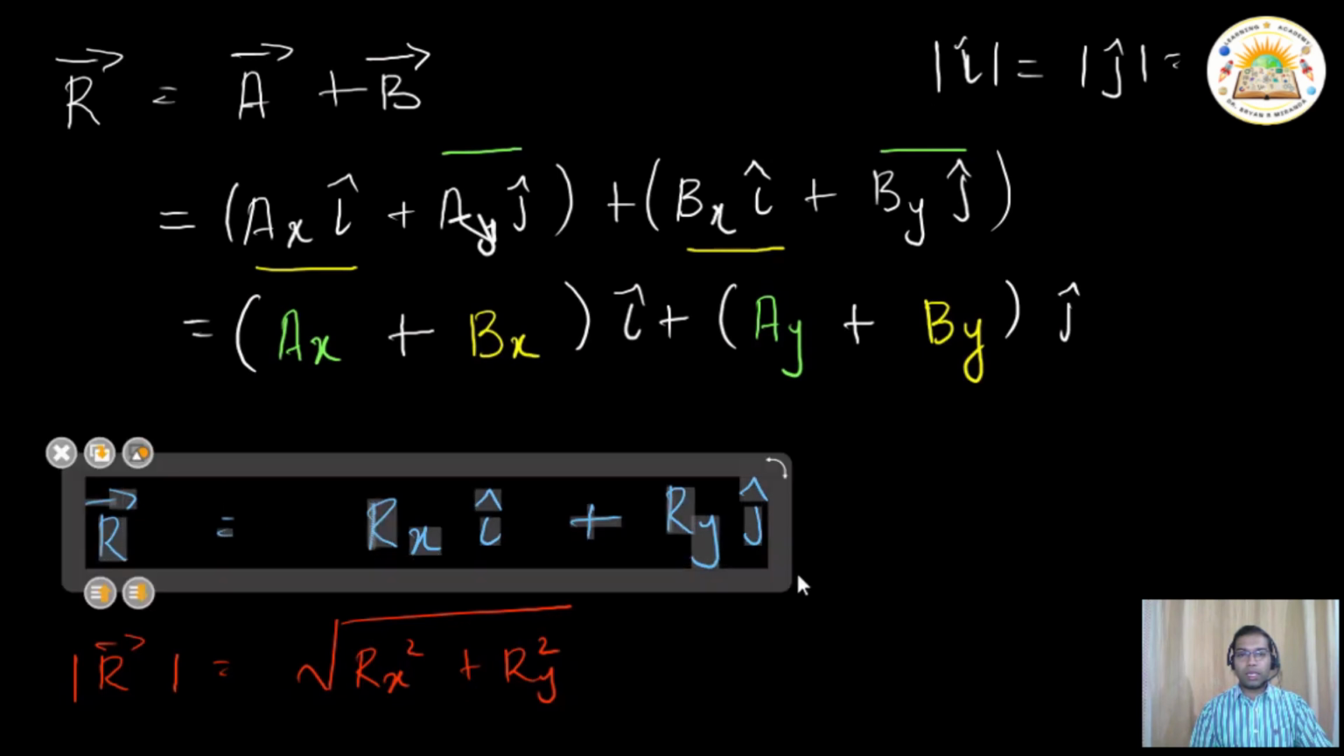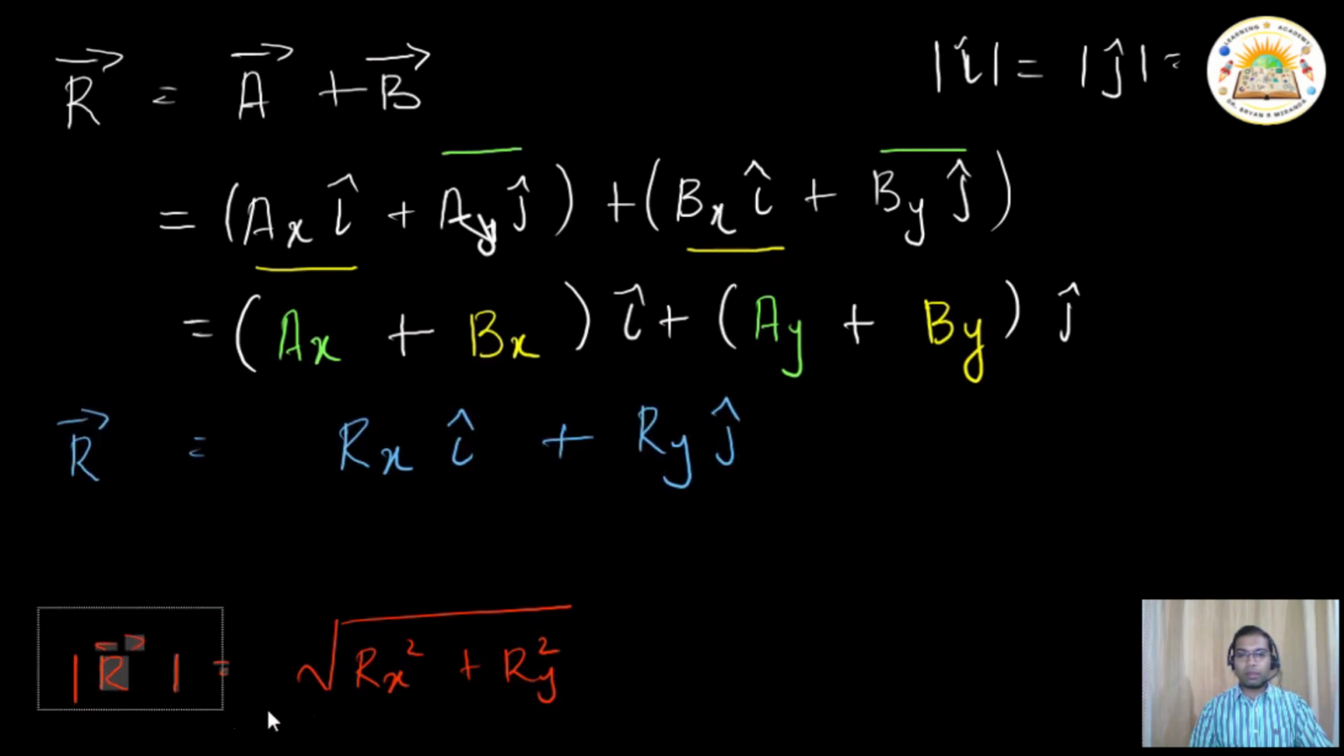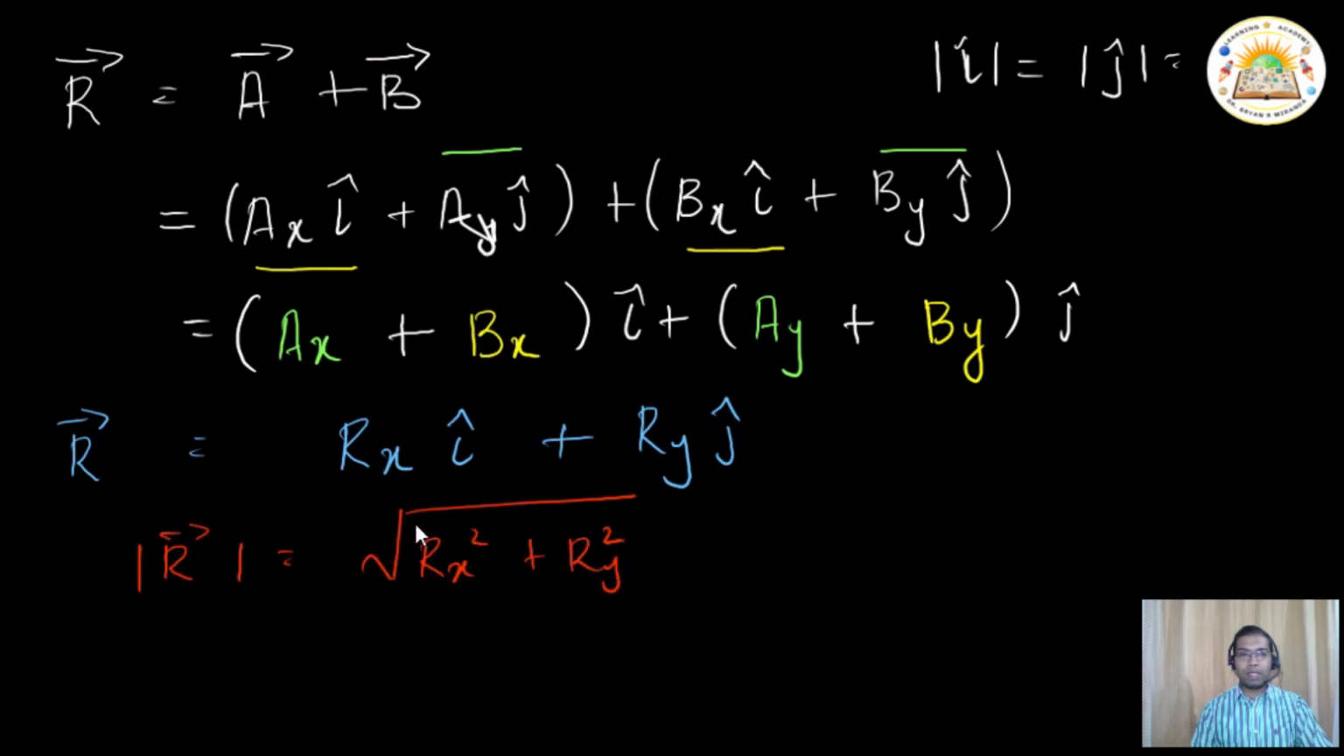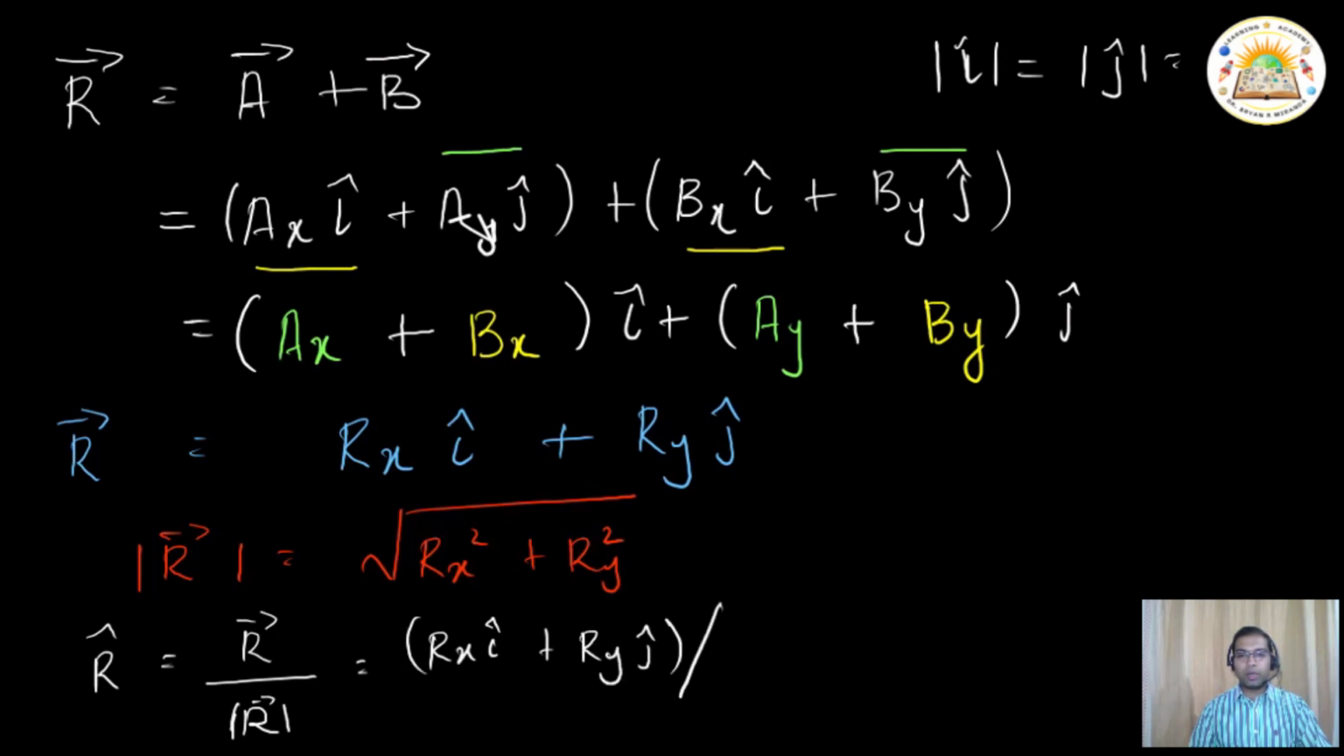So I can go ahead and even find the unit vector. I already have i and j, but if I have to find the unit vector for R, that is in terms of R cap, R cap would be equal to what? R vector by the magnitude of R vector, which is nothing but R_x i cap plus R_y j cap divided by the root of R_x square plus R_y square.